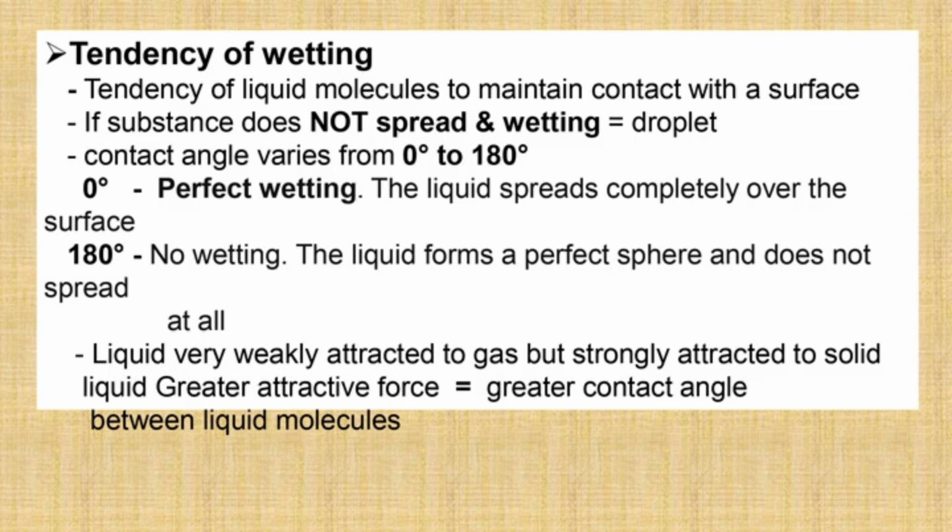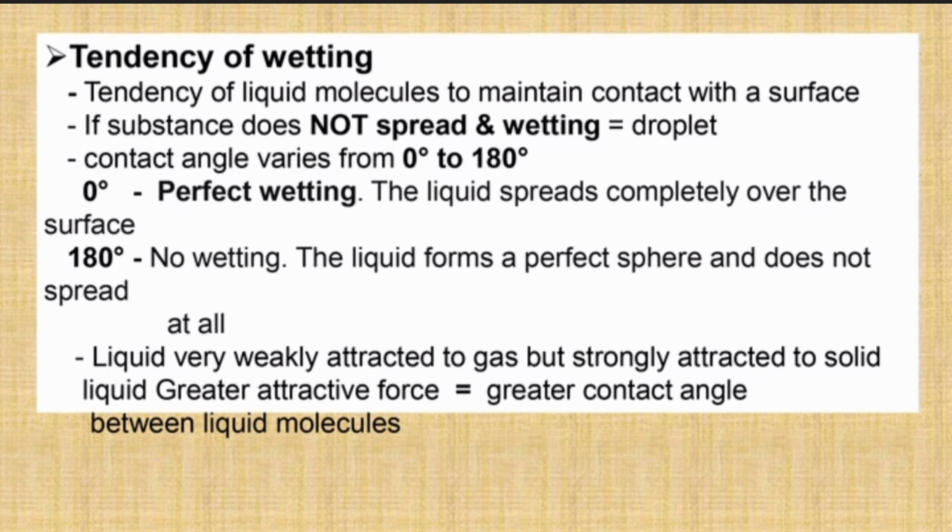Okay, there is another one, the contact angle. The contact angle mainly ranges from 0 degree to 180 degree. 0 degree means perfect wetting. The liquid spreads completely over the surface. 180 degree means no wetting. The liquid forms a perfect sphere and does not spread at all. That means 180 degree is the limit for the contact angle. Okay. And partial wetting is also discussed, I think at 90 degree. But this much only we want to know. If you want, you can check the detailed description in the textbook.